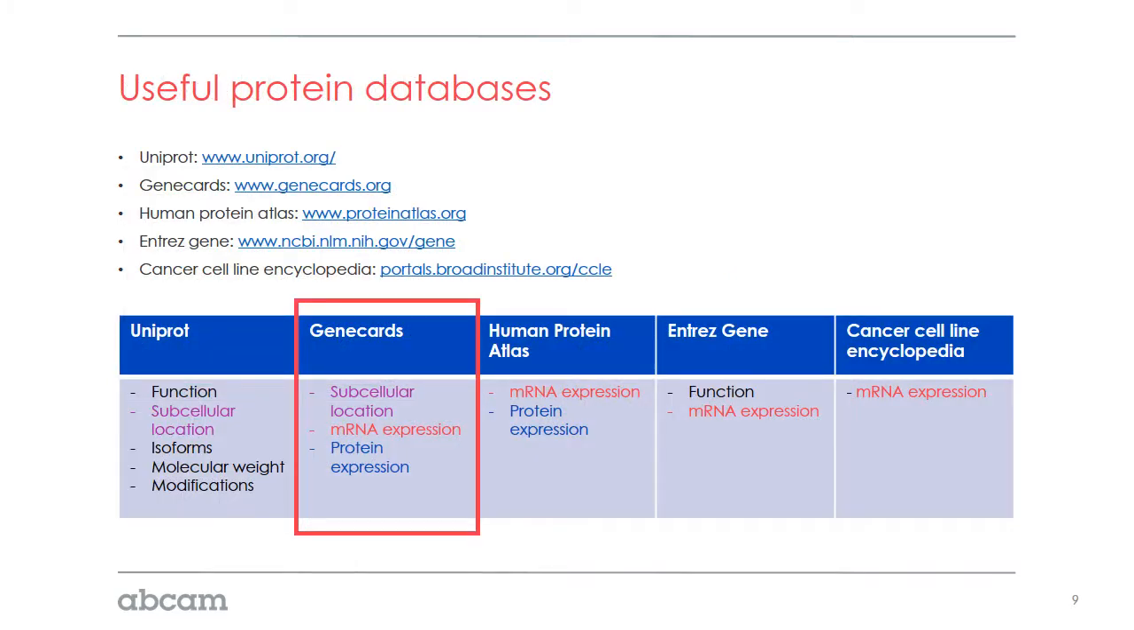GeneCards can also be used to look at mRNA and protein expressions in different cells and tissues. This information is extremely useful when deciding what positive and negative controls to choose. If possible, you should test the antibody on a panel of lysates, choosing some lysates with an expected high protein expression, which will serve as your positive controls, and others with a low protein expression, which will serve as your negative controls.